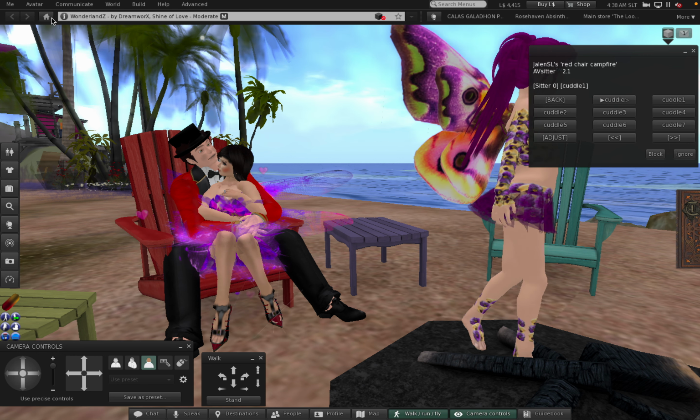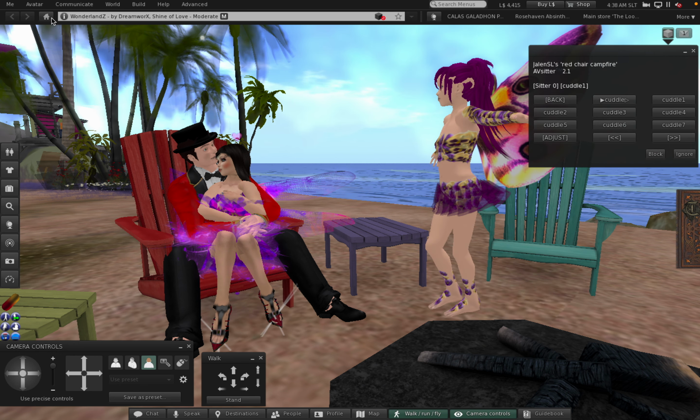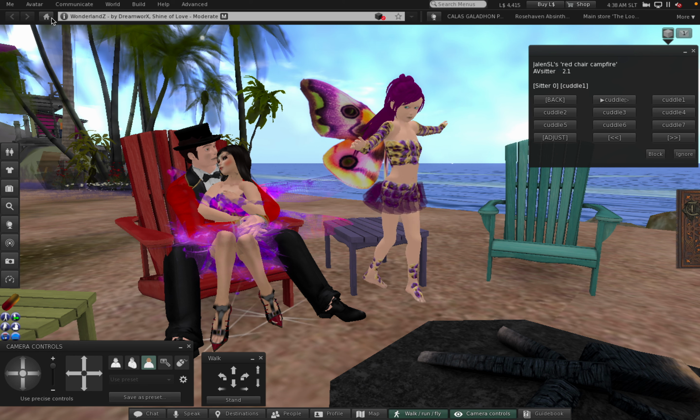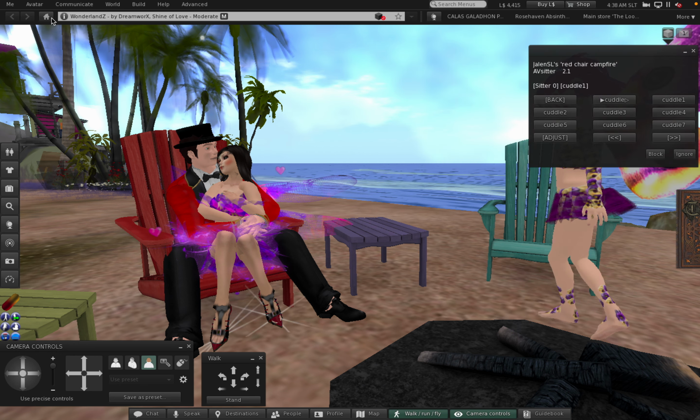We are at Wonderland Z by DreamWorks with the X. Shrine of Love and Mater for your protection.